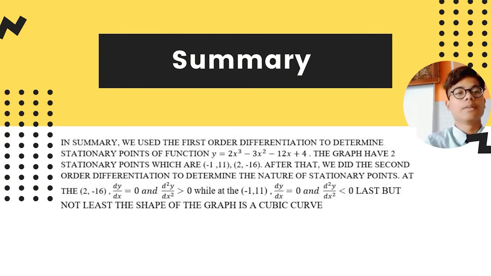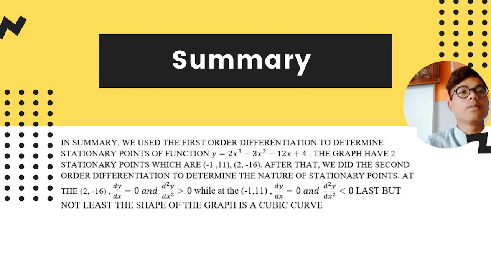Right now I will begin to summarize the solution. In summary, we use the first order differentiation to determine the stationary points of the function y equals 2x to the power of 3 minus 3x to the power of 2 minus 12x plus 4. The graph has two stationary points, which are (negative 1, 11) and (2, negative 16).